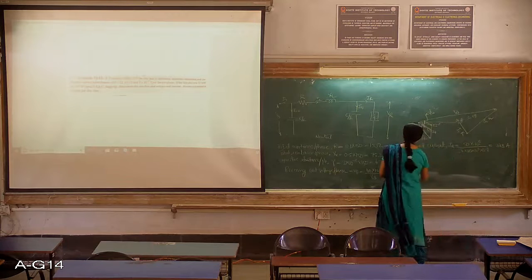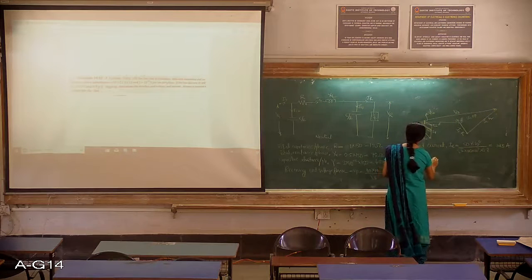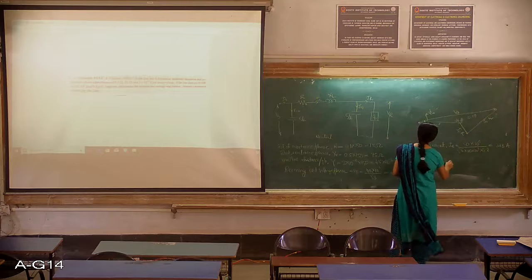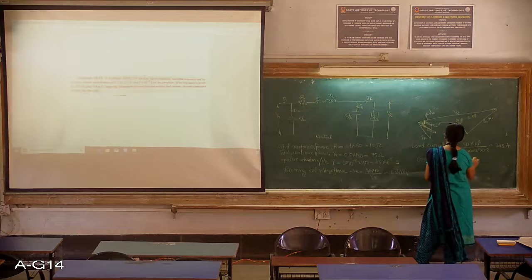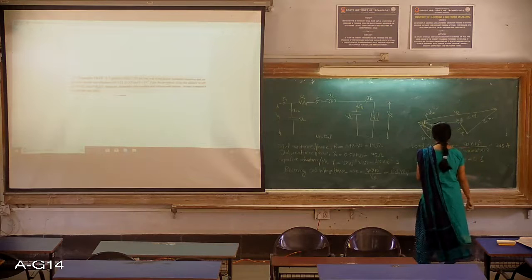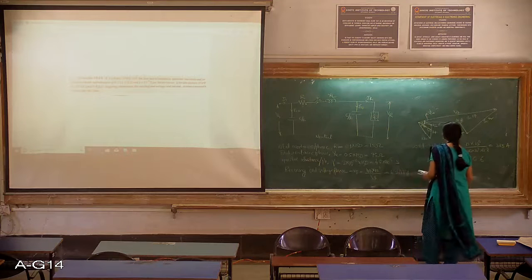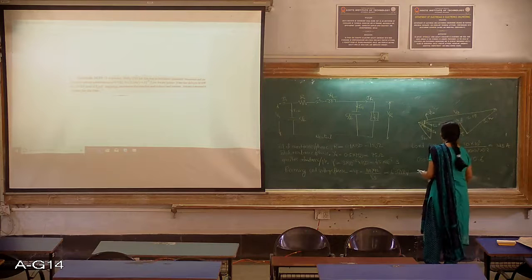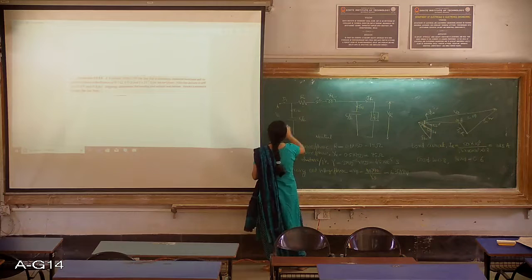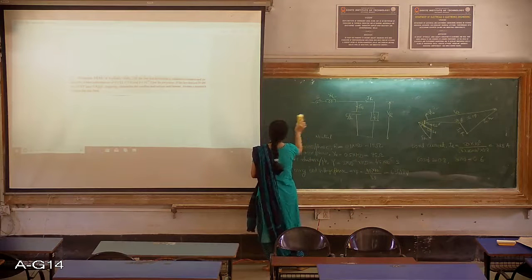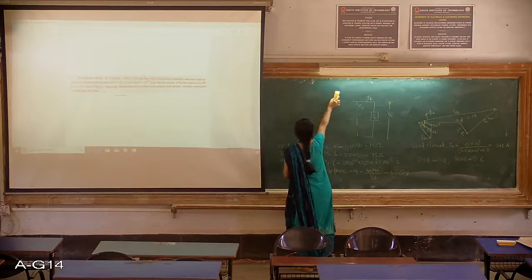And what else they have given? They have given cos phi. So if cos phi is 0.8, the angle is 36.86. So sin phi will be 0.6. Always for us now, receiving end voltage is the reference phasor. So I will rub this now. Okay, so we will start with the calculations.